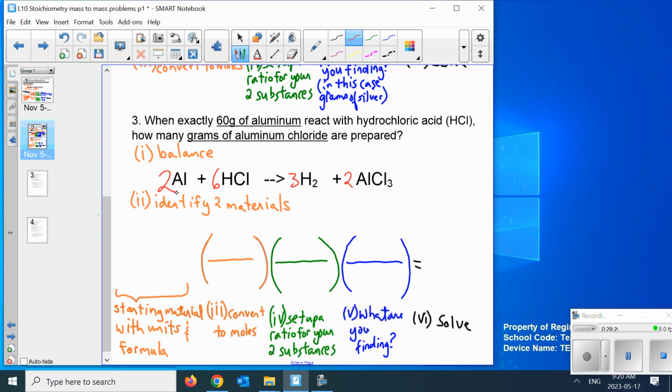Starting material. Now, what I have down here is just a generic setup. I have nothing pre-filled in. So identify my starting material: 60 grams of aluminum. So 60. I'm going to assume that's 2 significant digits. Aluminum, Al. Really I only know with certainty that it's 1 if I didn't declare it.